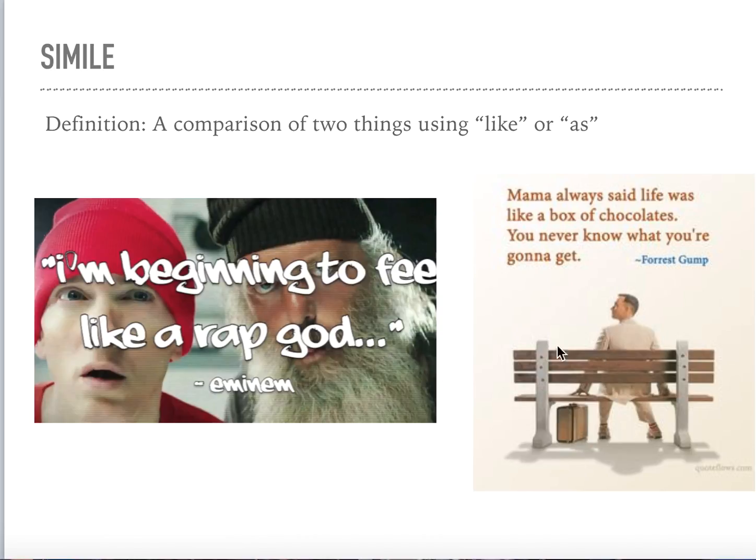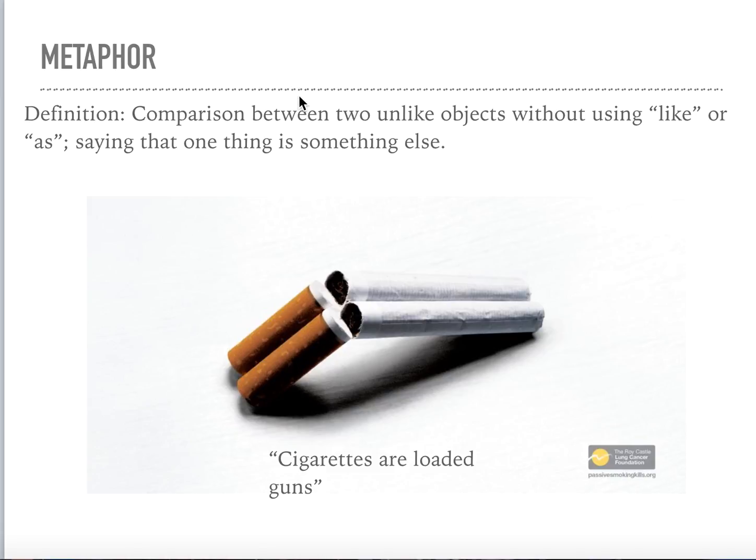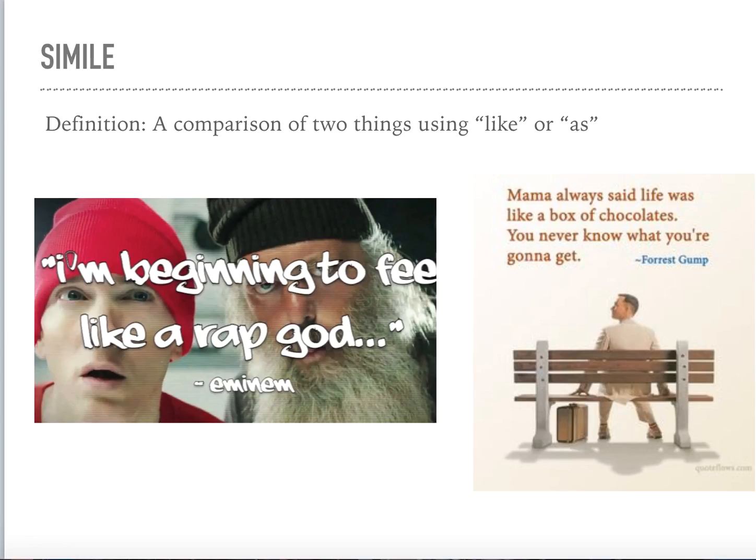Okay? Just like over here with Forrest Gump, he's saying, "Mama always said life is like a box of chocolate. You never know what you're going to get." Comparing two unlike things, but using like or as. Okay? So, remember, when we're talking about a metaphor, it's two unlike objects without using like or as, and similes are using like or as to identify how two things are alike.